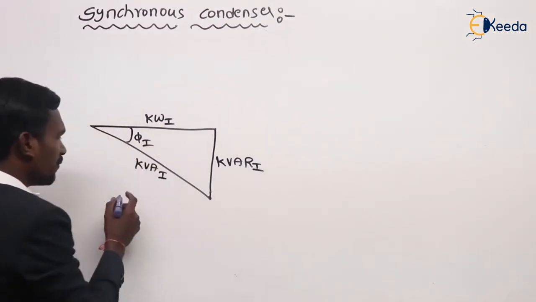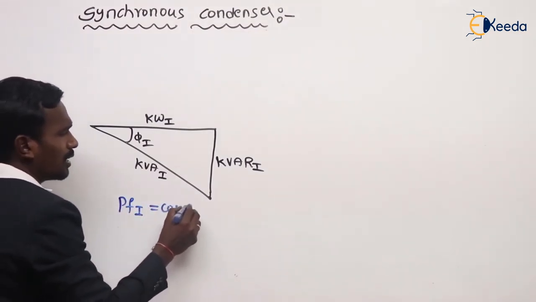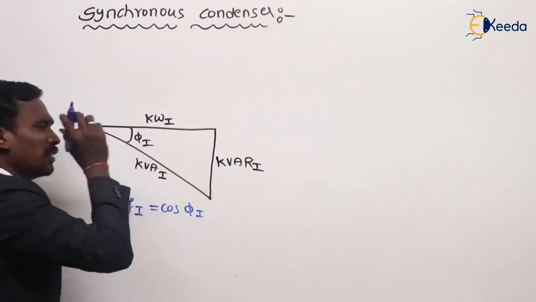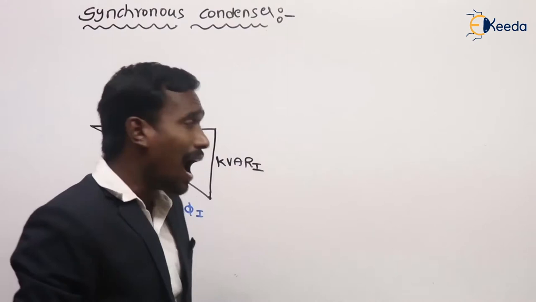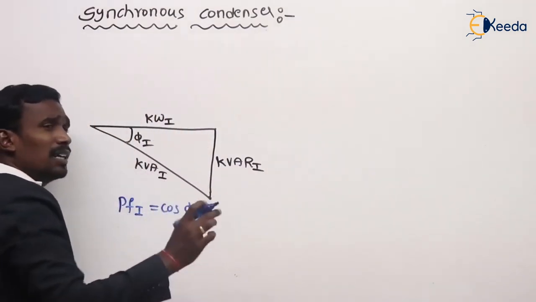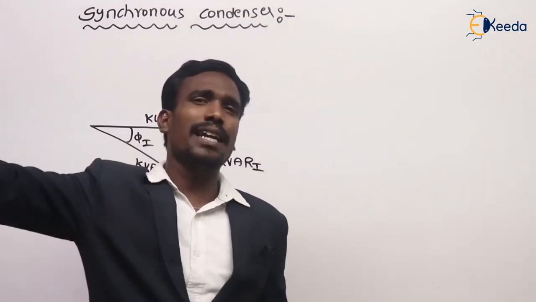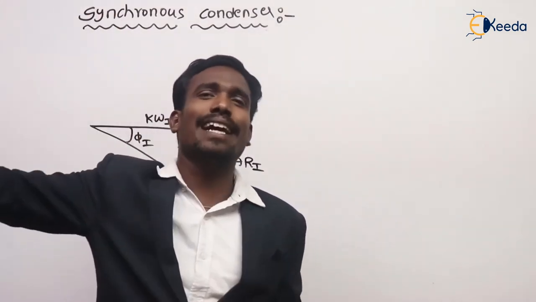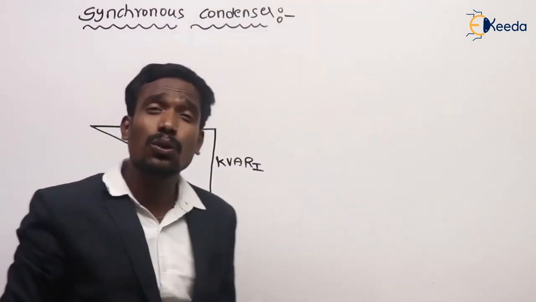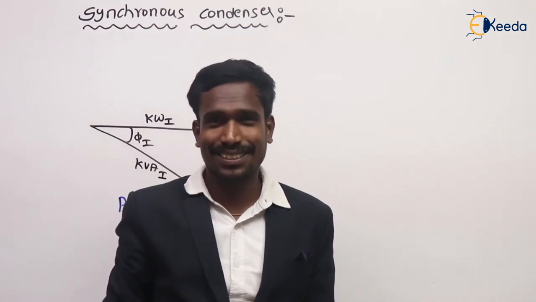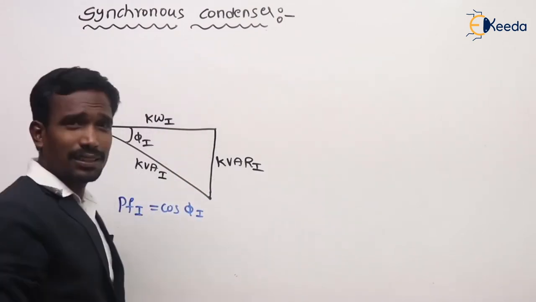Then what is the power factor? The power factor of my induction motor is equal to cos phi. This value may be 0.7, 0.6 or 0.9 lagging. I want to improve my power factor from 0.7 to unity, or from 0.6 to unity, or from 0.6 to 0.9. For that condition, we can use synchronous condensers.